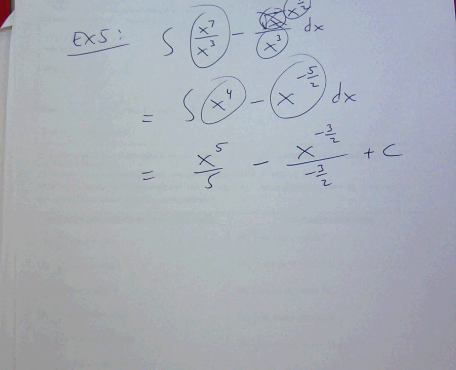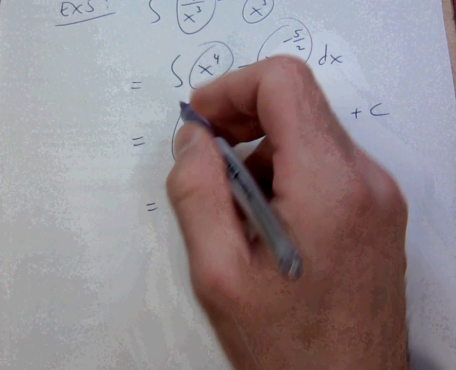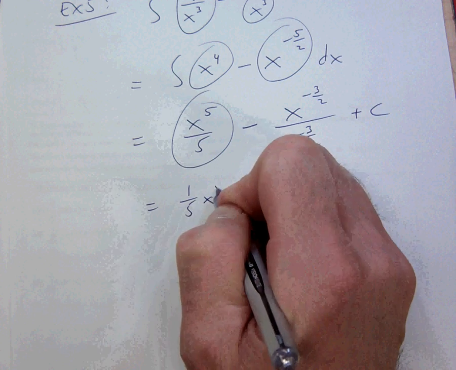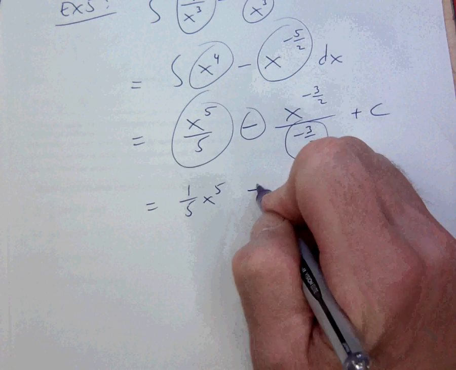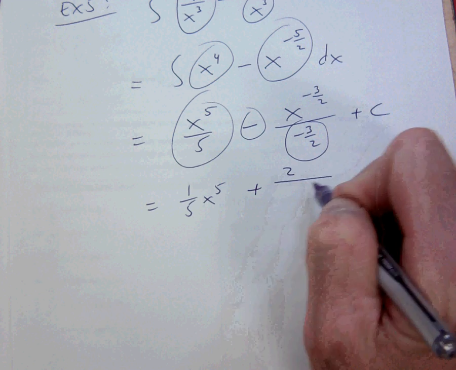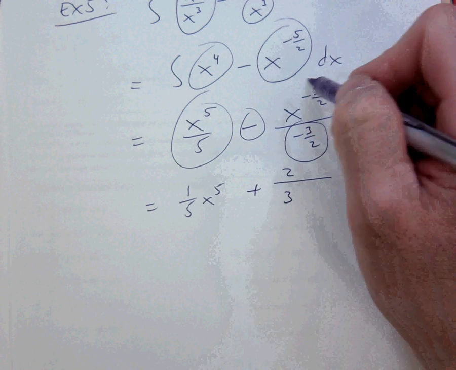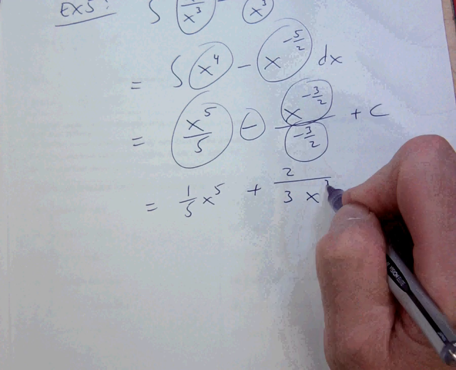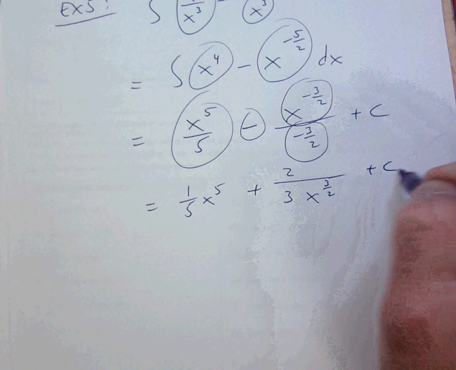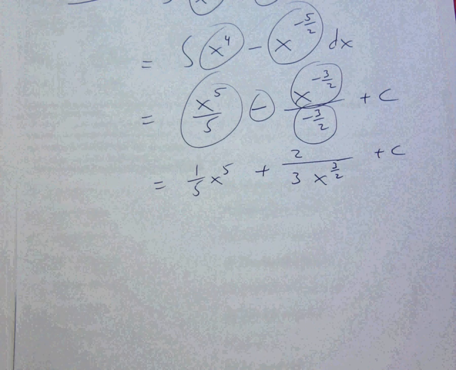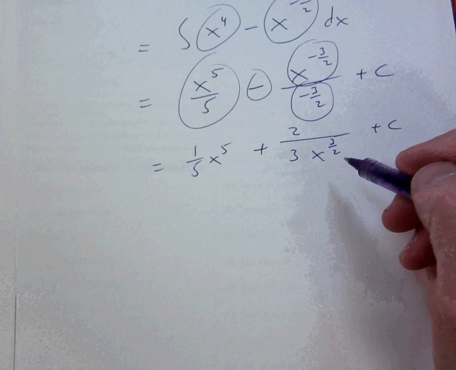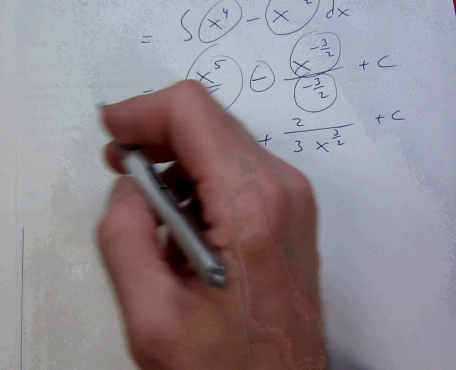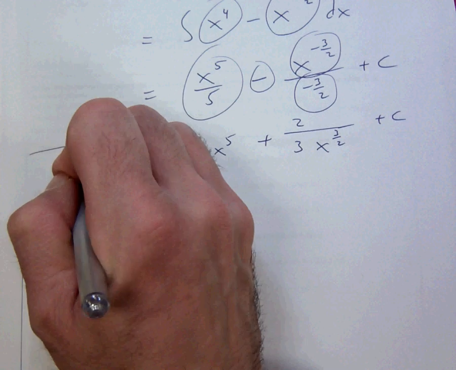All right, from here I'm just going to clean it up. I can make this 1/5 x to the 5th. I'm going to invert that and multiply, giving me a plus 2/3. And by the way, I'm going to move that to the denominator to make it a positive exponent. Okay, guys, with me? And then I'm going to change that to a square root, so I can do that off to the side.